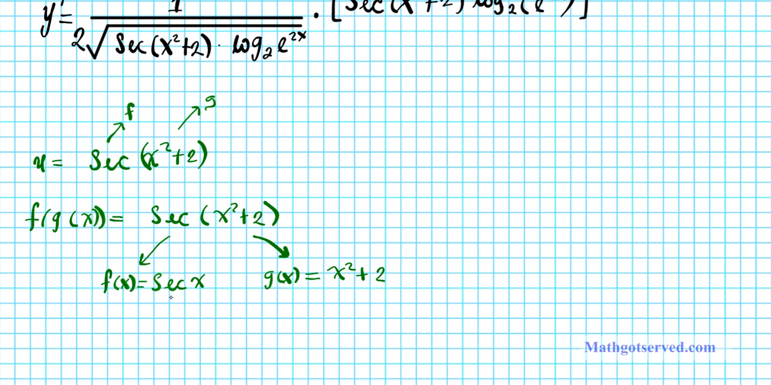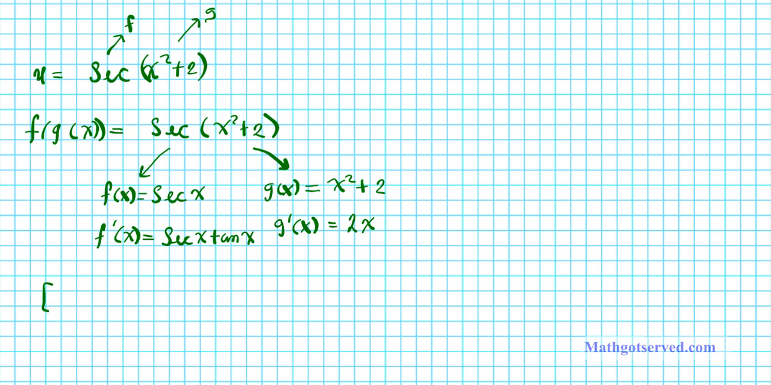All right, now let's differentiate both. F prime of x, the derivative of the secant function, is secant x times tan x. And then g prime of x, the derivative of the inner function, is simply 2x. All right, so the derivative f of g of x prime, which is basically going to be u prime, is the derivative of the outer function evaluated at the inner function times the derivative of the inner function.